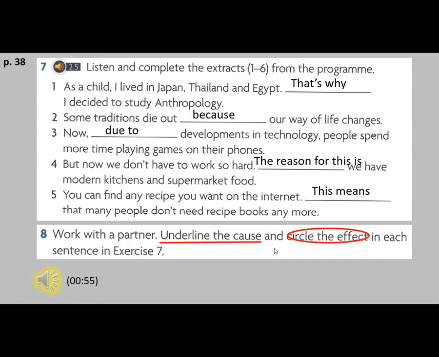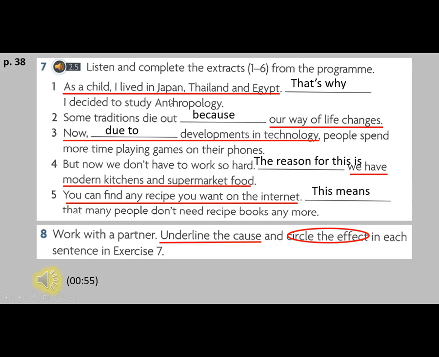Okay, here are the answers in 3, 2, 1. The causes are here. These are the causes. I'm not going to circle the effects because the other parts are the effects.